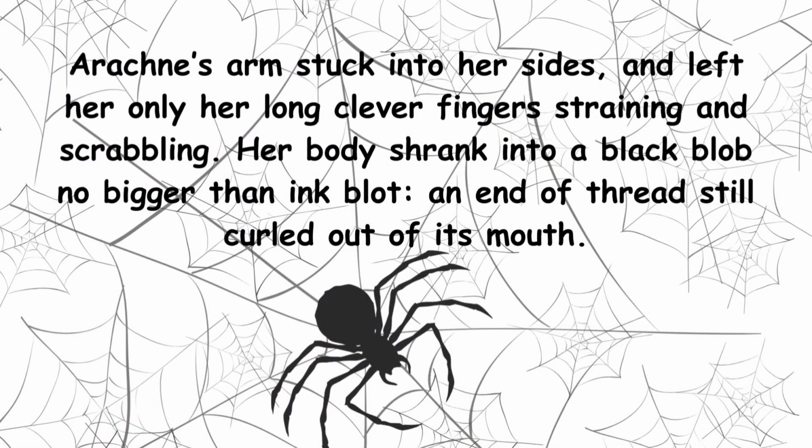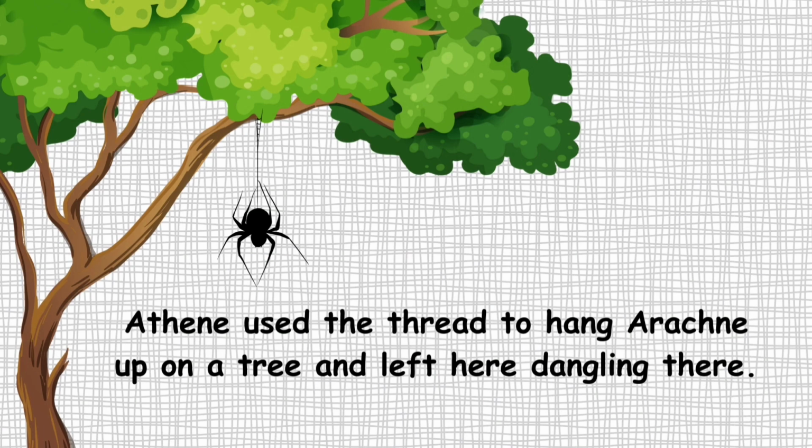Arachne's arms shrank into her sides and left her only her long, clever fingers. Straining and scrabbling, her body shrank down to a black blob no bigger than an ink blot. An end of thread still curled out of its mouth. Athene used the thread to hang Arachne up on a tree and left her dangling there.